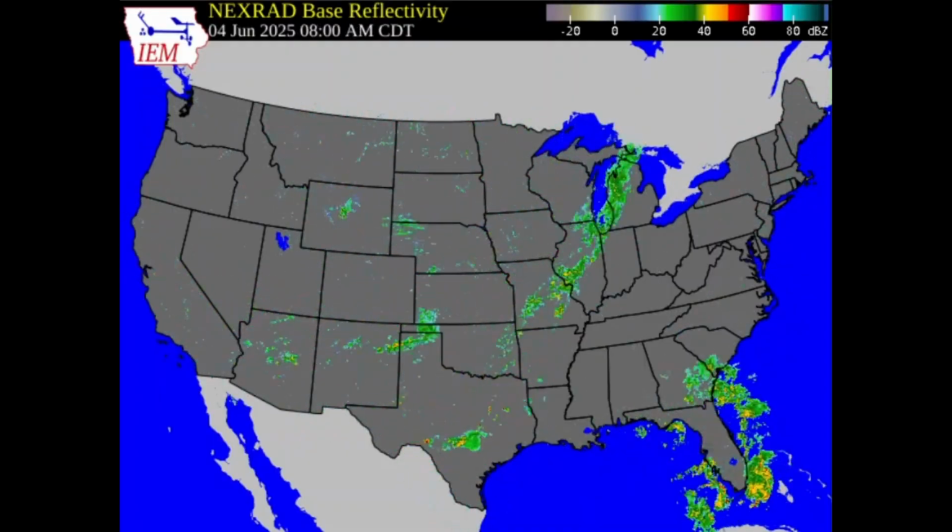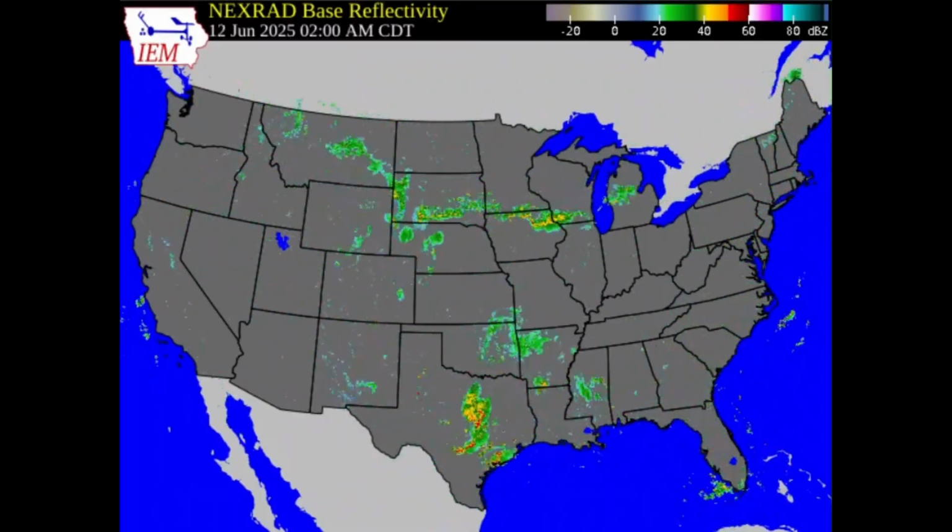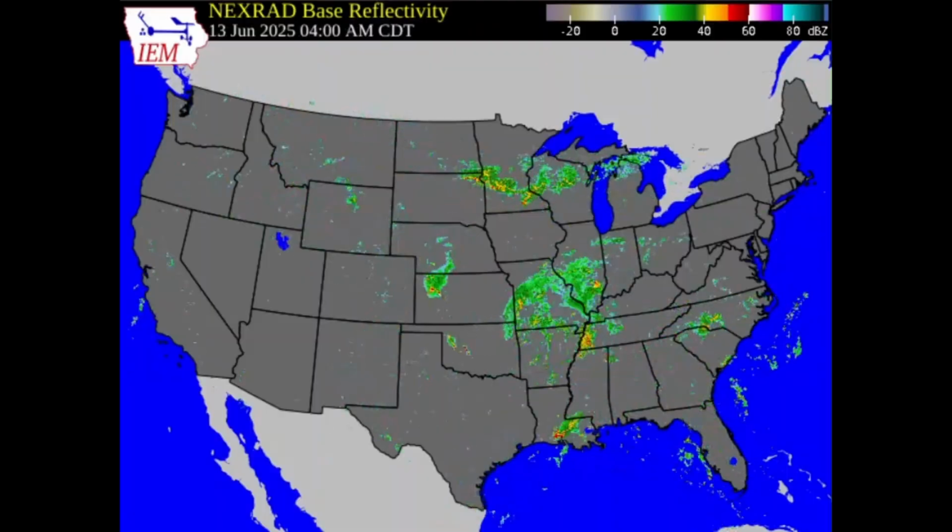These are different because it forms at the ground rather than a tornado forming on the cloud. These do not connect to the cloud either. These can cause damage, but these are considered to be thunderstorm winds, not tornadoes.